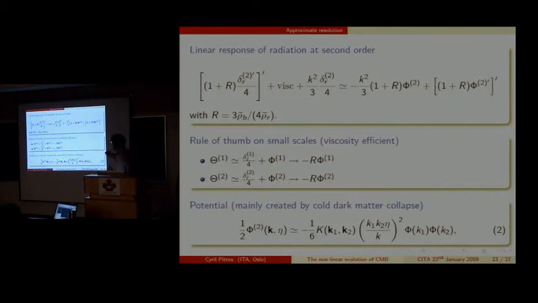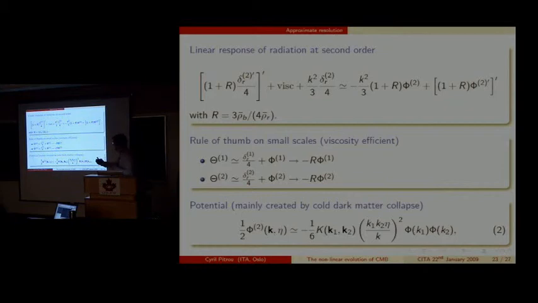But what is inside this potential, what creates this potential, is completely different. This comes from the collapse of dark matter. So it's formally the same, but it's physically completely different. And so, because it's formally the same, the result is formally the same. So when the viscosity is very efficient, you can see directly from this term, just imagine that this is an important damping, that the solution is delta R over 4 plus phi, which goes in the limit to minus R phi, and then at second order it's going to be the same limit.